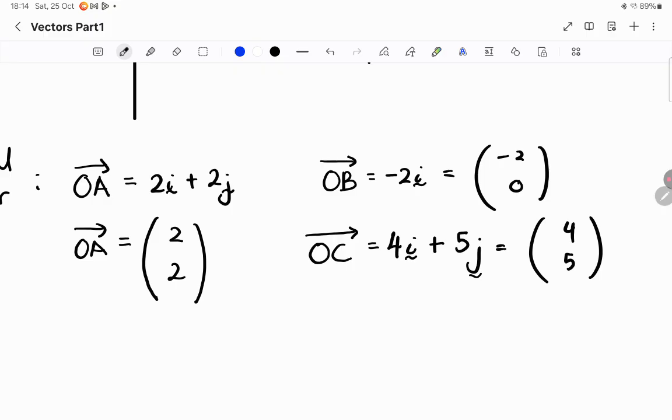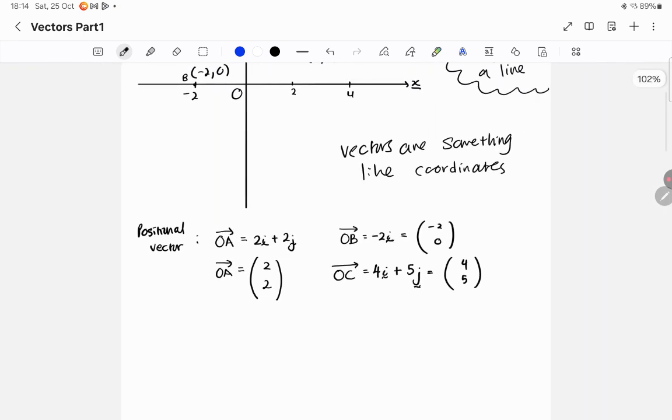So let me just repeat myself again. I think it is optional to write the squiggly lines down here. So you can write it if you want, but most of the times I do write it. And this is the other form, which is the column form. Okay? Alright, so that's basically our positional vectors.